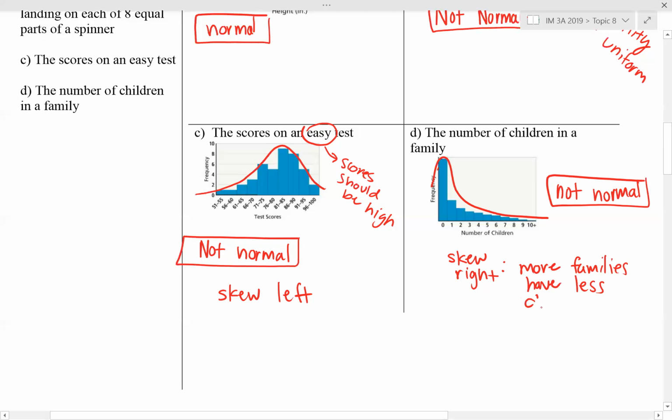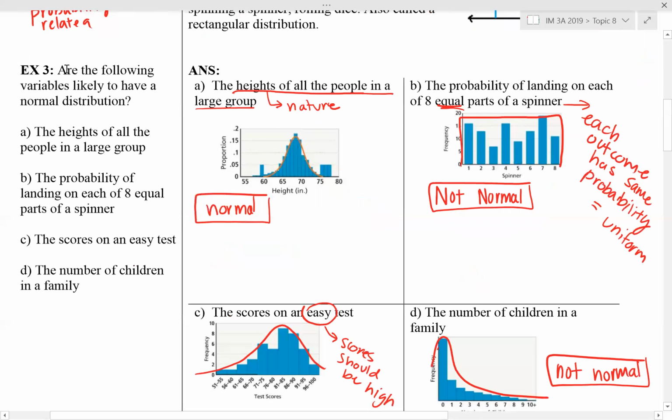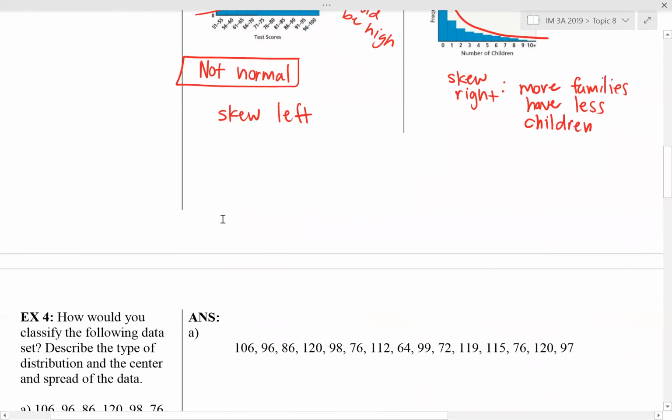Those are some examples of things that you will see and have to determine whether it is normal or not normal. Ultimately this could be a multiple choice question, which I believe is how it will be on the unit test, where you're asked which of these is likely to have a normal distribution. Our answer would be A in that case, because the rest of them were not normal. So that was the new piece.